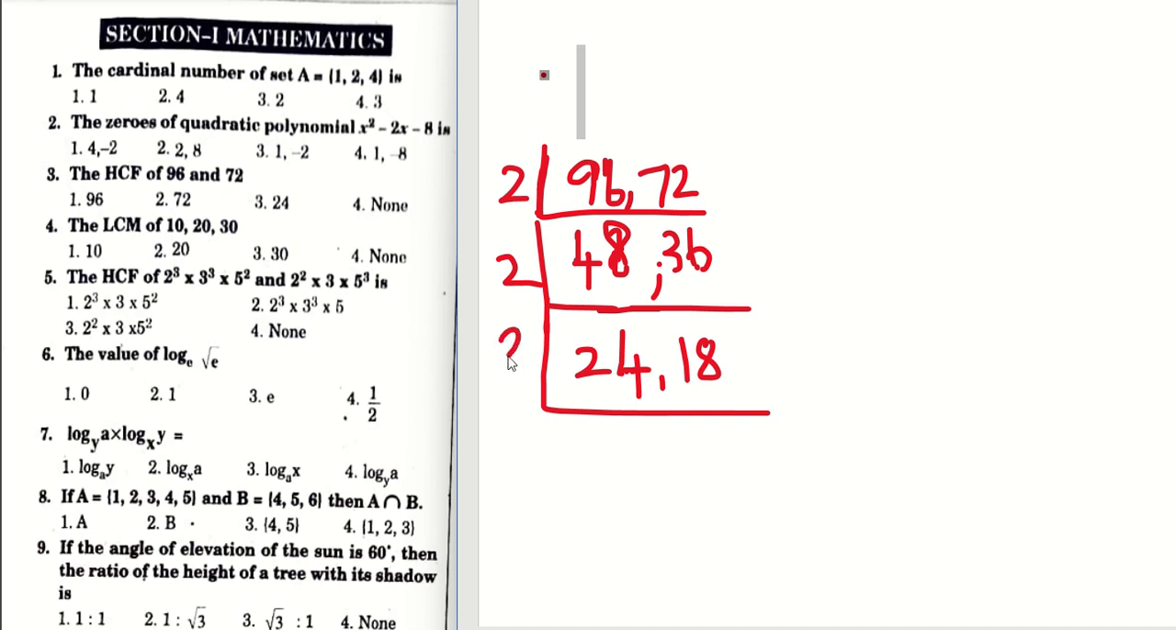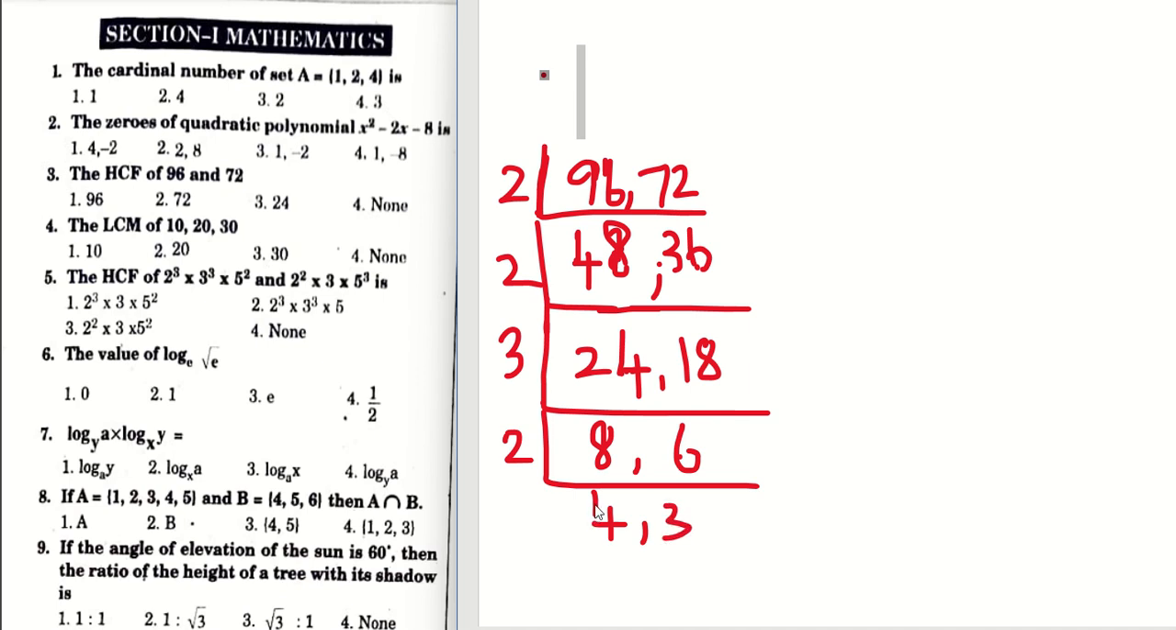So, I am going to try with 3 table over here. So, 3 8s are 24. Then 3 6s are 18. Once again, this will go in 2 table. Right? 2 4s are 8, 2 3s are 6.